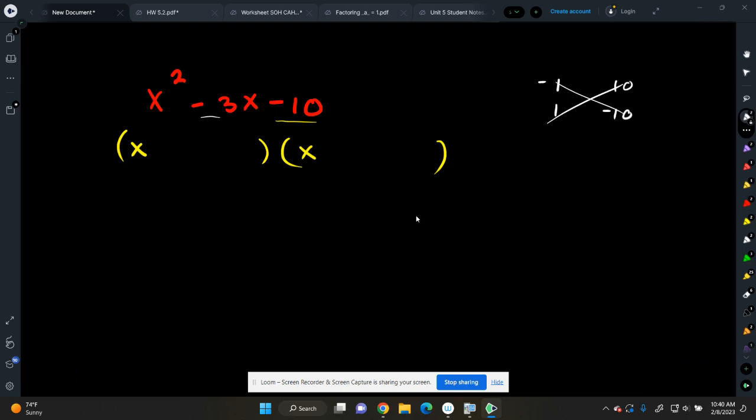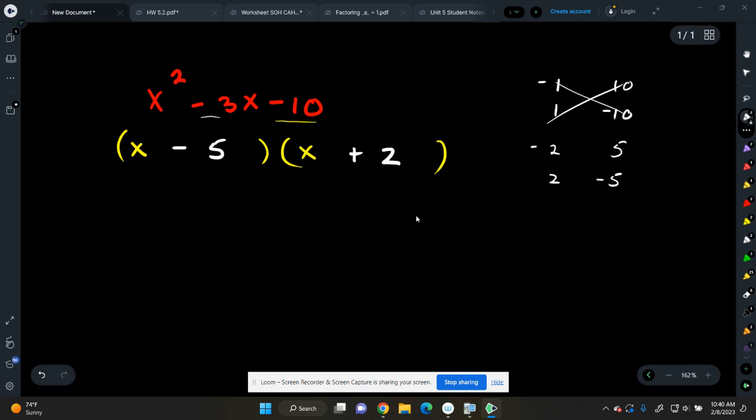So the next thing I'm going to try is 2. Does 2 go into 10? Yeah, it goes into 10 5 times. One of them has to be negative. Can I add these in any way to get a -3? Yeah, the -5 and +2. So there we go. -5, +2, and it's factored. If I put the x plus 2 first, no, it does not matter.